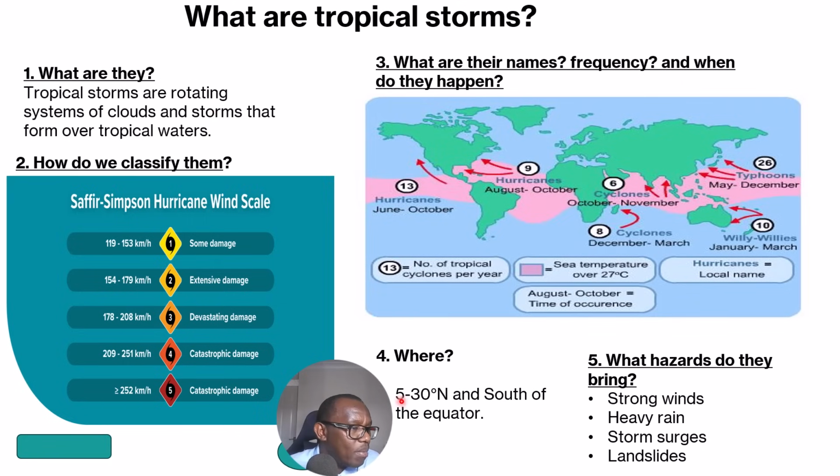Now, somebody may ask why they do not occur right at the equator, because as we can see here, it's between 5 and 30 degrees and not 0 to 30 degrees. So around 0 degrees, 0 to 5 degrees, the Coriolis force is too weak for them to form, because we know that for these storms to form, the spin of the earth has got to come into play, and that spin of the earth is caused by the Coriolis force, which is very weak between 0 and 5, and therefore they do not happen right at the equator. So what are some of the hazards they bring? They bring strong winds, they bring heavy rain, they bring storm surges, and they also bring landslides.